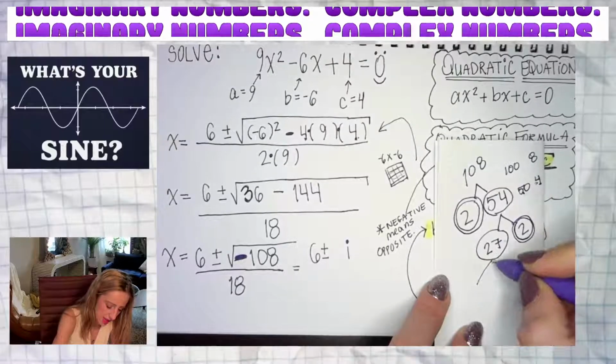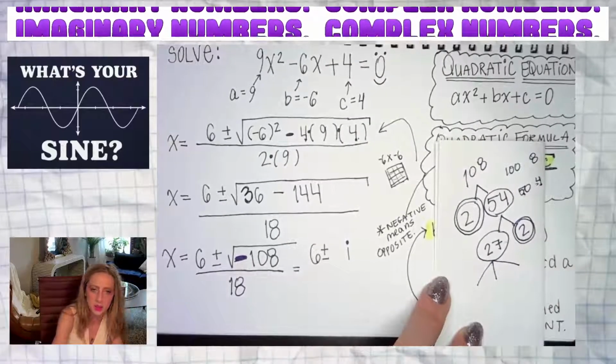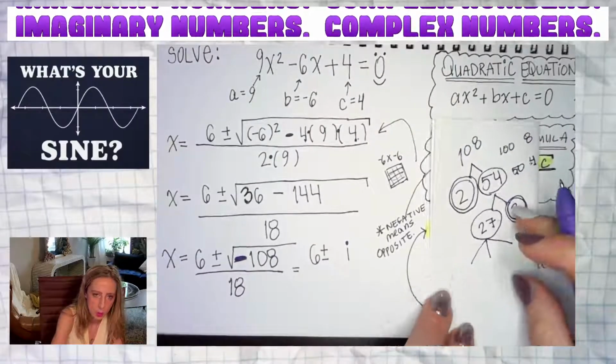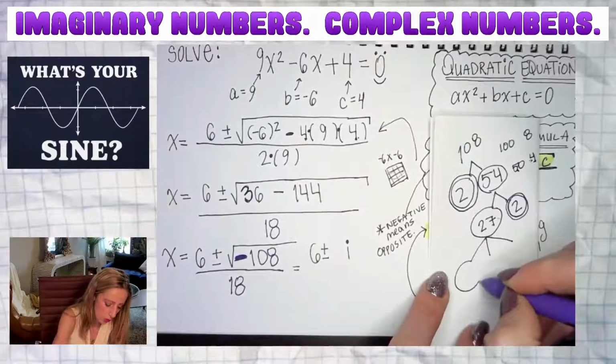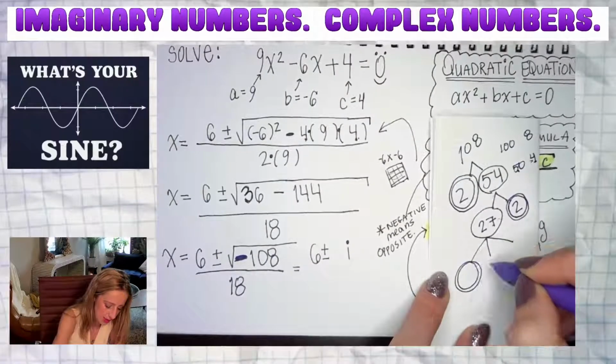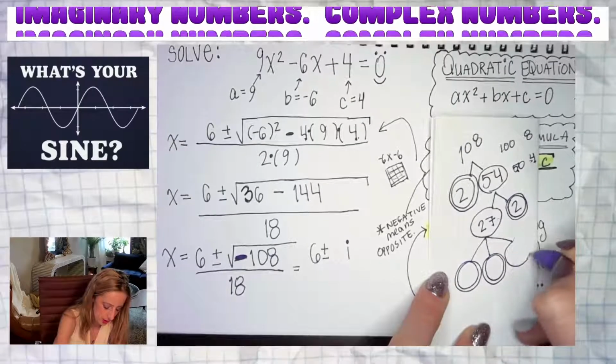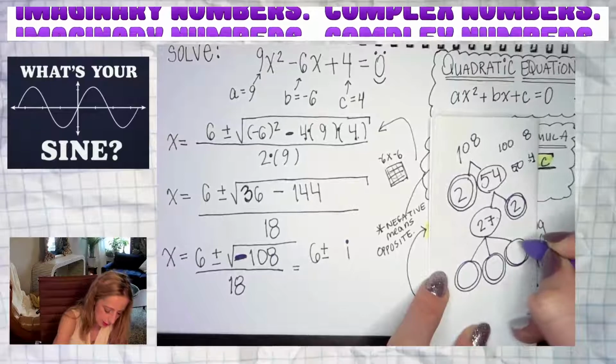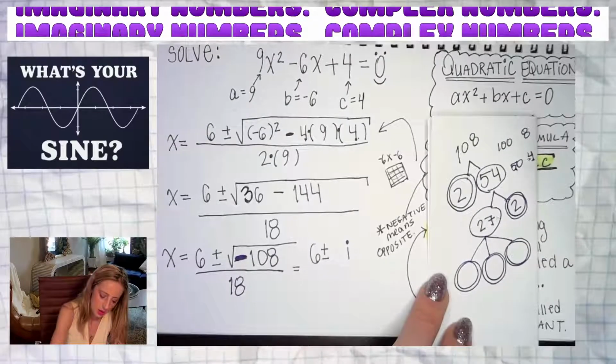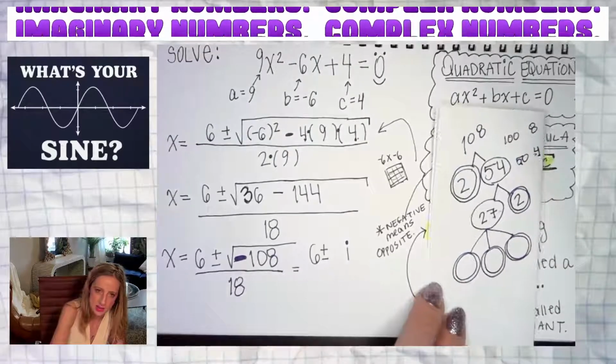Next, 27. I'm going to be a little cheaty because I can go a little quicker. I know the full breakdown of 27. So I'm going to have 1, 2, 3 numbers over here. Blank times blank times blank. If you know it, you could shout it out. What times what times what is 27?